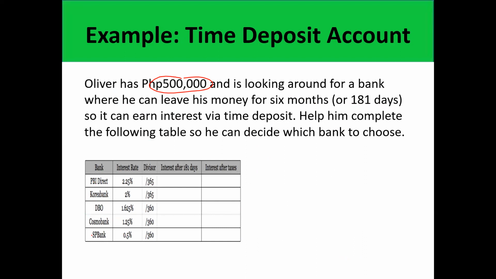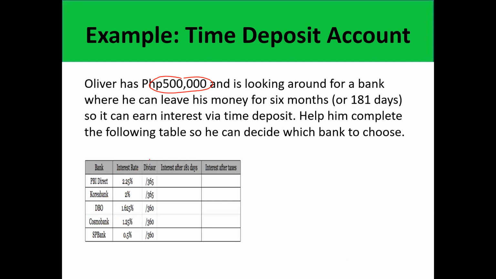So there are 5 banks here: PBI Direct, Korea Bank, DBO, Cosmo Bank, and SB Bank. Now, the interest rates are as follows. These are the annual interest rates: 2.25% for TBI Direct, 2% for Korea Bank, and so on and so forth.